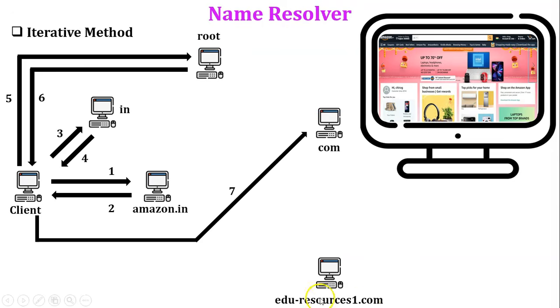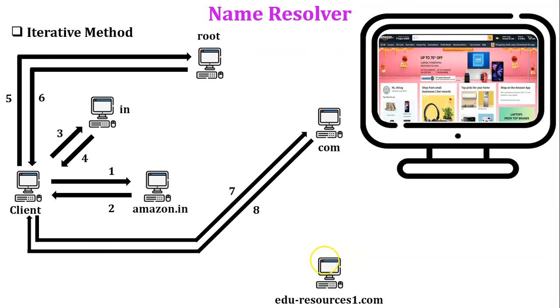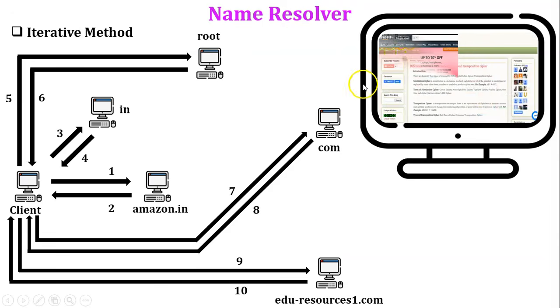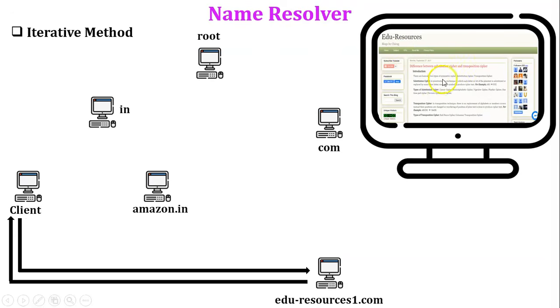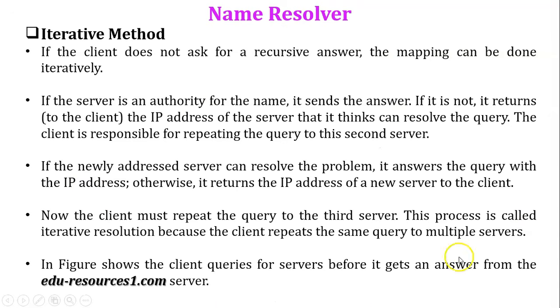Here the top level domain .com checks the second level domain, which is eduresources1. So the top level domain provides the IP address of that web server, or we can say the second level domain, to the user. Now the user sends a request to that IP address, eduresources1.com. That web server provides the requested file to the user, and the user can access the website eduresources1.com. So this is called the iterative method. What I have discussed over here is written in this slide. You can read from this slide.